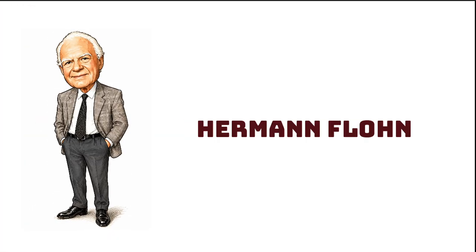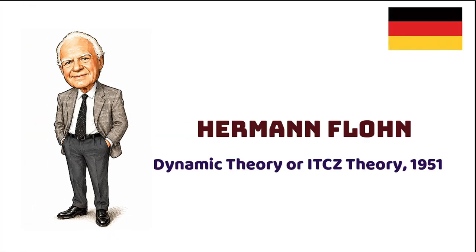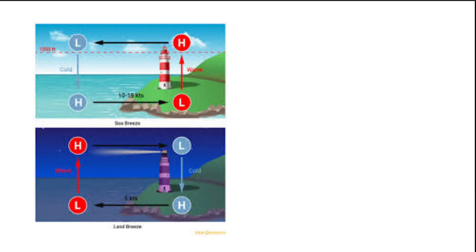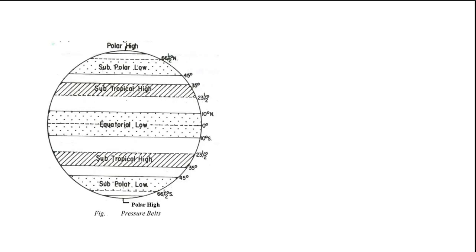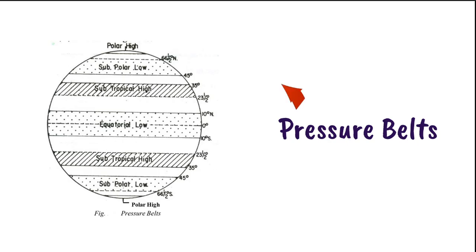Next, we shall learn about the dynamic or ITCZ theory of 1951 propounded by Sir Hermann Flohn of Germany. He criticized the theory of Sir Edmund Halley and argued differential heating of land and water is not enough for reversing the movement of wind at a global scale, and presented shifting of the pressure belts to be the main factor for occurrence of monsoonal winds.